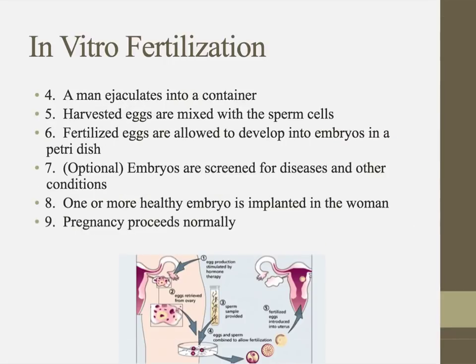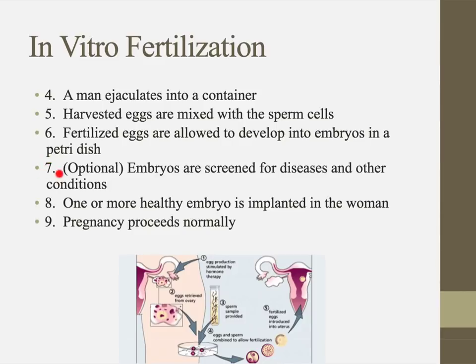Once the eggs have been harvested, they have to harvest sperm. So we're going to take a man's ejaculate and mix the harvested eggs and the sperm cells together. Those fertilized eggs are going to be allowed to develop into embryos in a petri dish. So we're going to allow that zygote to copy, mitosis, to become a big ball of undifferentiated cells known as an embryo.